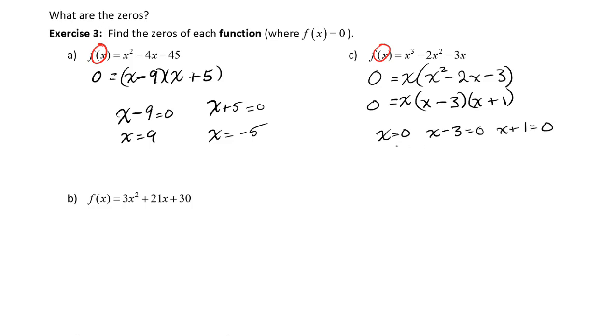This has x equals 0, x minus 3 equals 0, and x plus 1 equals 0. So the first one is just x equals 0, the second one is x equals 3, and the third one is x equals -1.